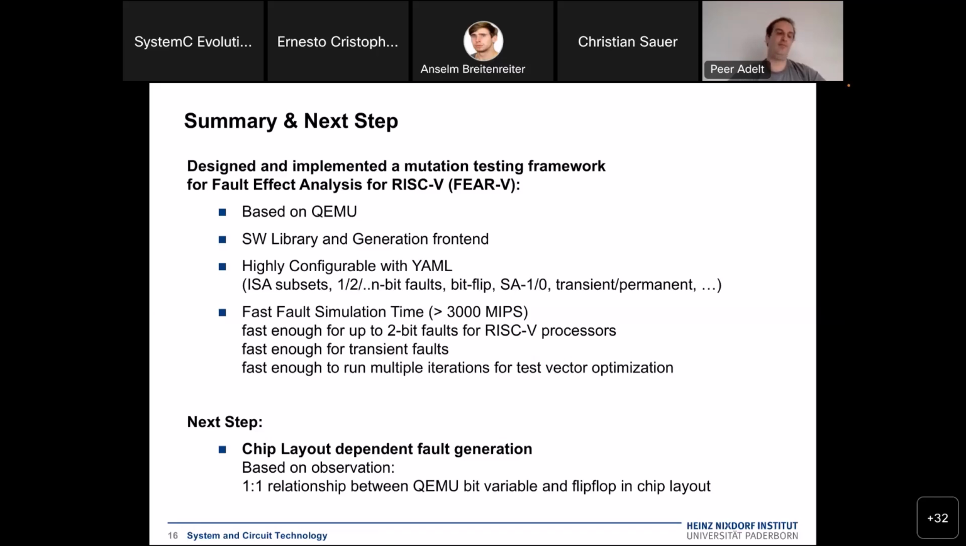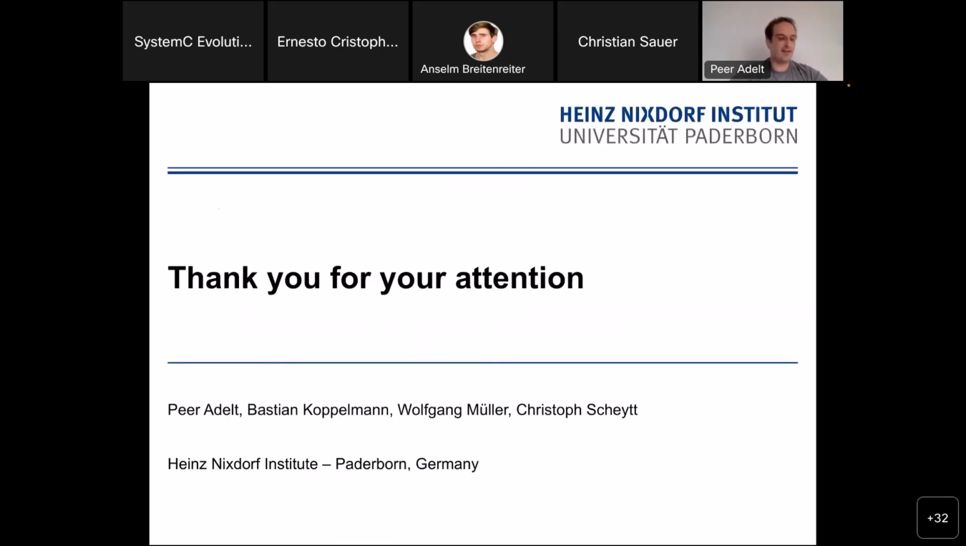meaningful. Meaningful in terms, you can think of single event upsets, and they will probably hit adjacent cells, but not cells that are quite far away from each other. So this is the idea of the chip layout dependent fault generation. We are currently working on it, and I'm quite sure that in the near future we can show you more results. Okay, that was it from my side, and I'm now happy to answer your questions.